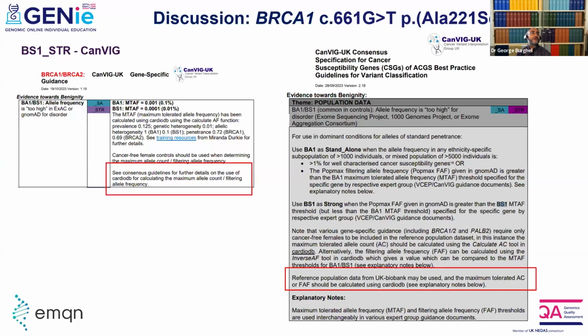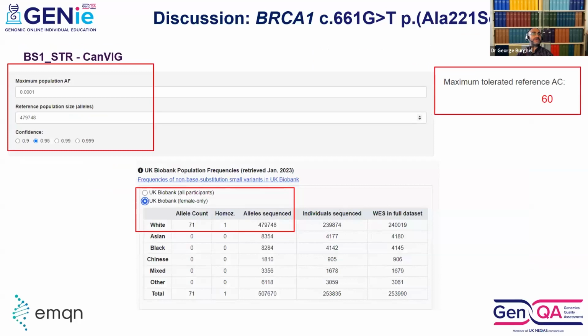Now, using the CAMVIC guideline, if we can move to the next slide, please. This case does meet the criteria for BS1 strong. If you look at the BRCA1-2 CAMVIC guidelines only, you will notice that there is less information about all the different sources that you can use, but we do direct in the guidelines to look at the consensus guidance for more details. And within that, you can see that reference population data from UK Biobank can be used to calculate maximum tolerated allele count.